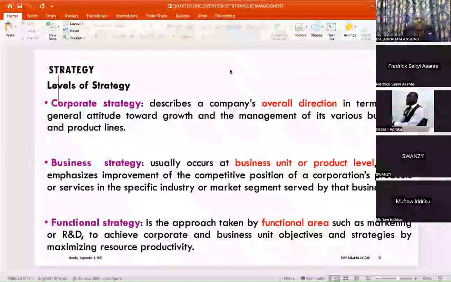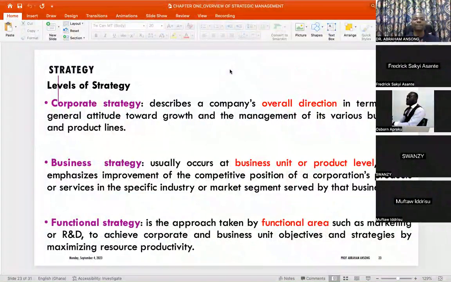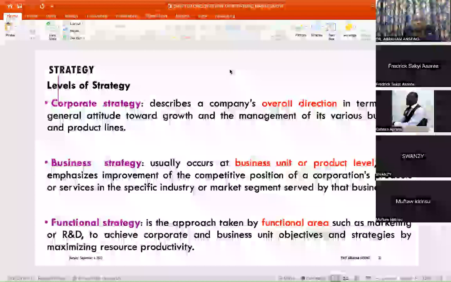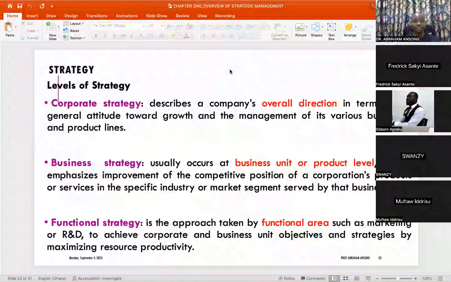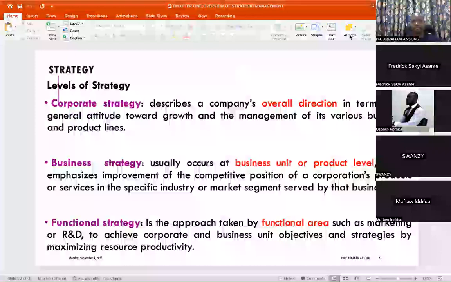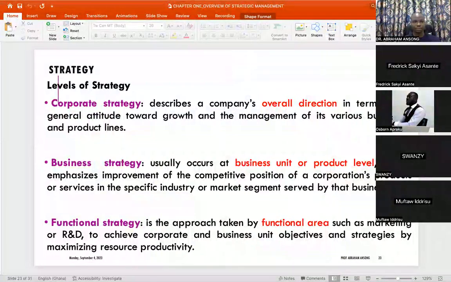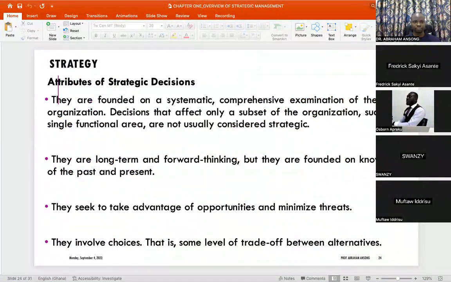All right. Then below that, we have functional strategy. Strategies that are meant to direct the functional areas of the business. Okay, so it could be finance, it could be marketing, it could be R&D. Those strategies will be directing these functional areas as to what they should be doing at any point in time. Okay, so these are the three main types of strategies.